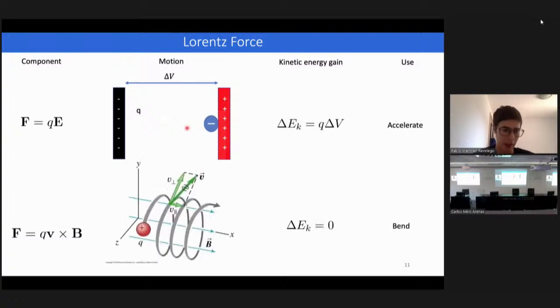And then there is the magnetic force, which tells us that the particle will move in circles perpendicular to the magnetic field direction, and it will gain no kinetic energy. So this force is used just to bend the trajectory of the particles. So it is very important to keep in mind that the electric force is used to accelerate and the magnetic force is used to bend the trajectory of the particles.